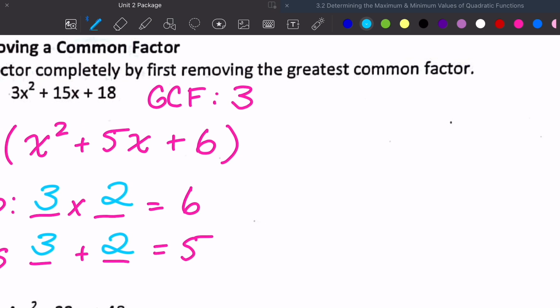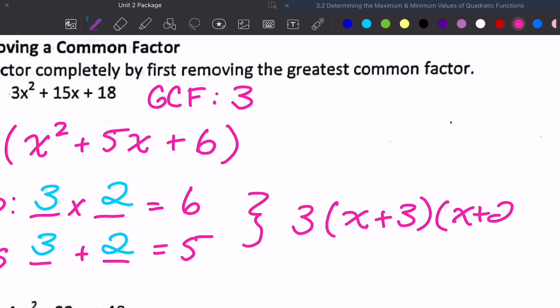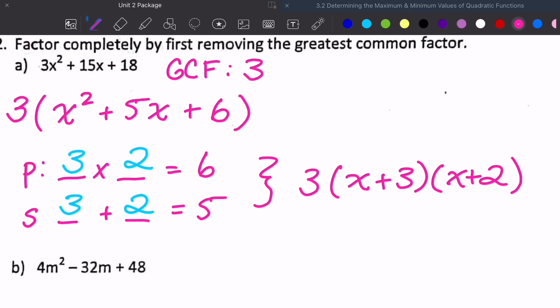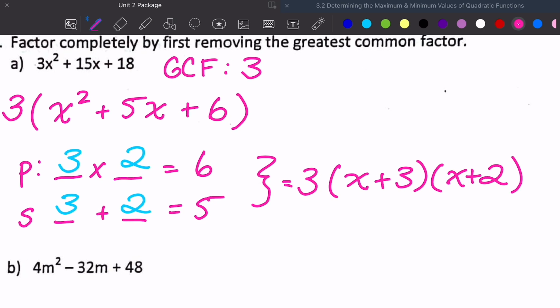So now, final answer is just 3, x plus 3, x plus 2. And again, it doesn't matter what order of the brackets I put first. It could have been 3, x plus 2, x plus 3. Doesn't matter which one you put first. That's all. But just remember to keep your GCF in front. Show the people what you took out to get to that.